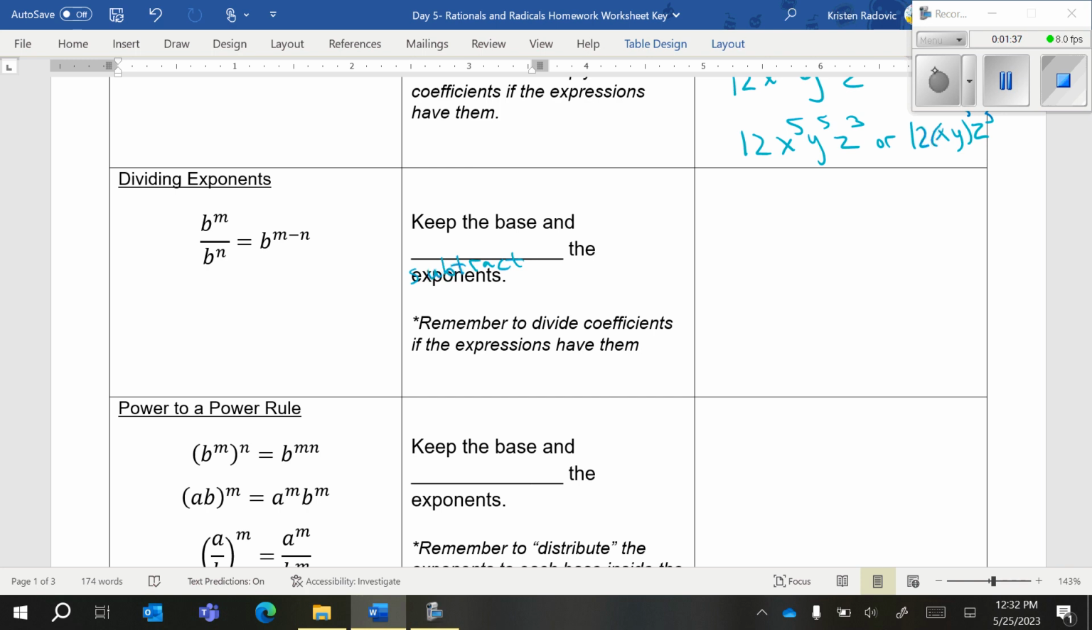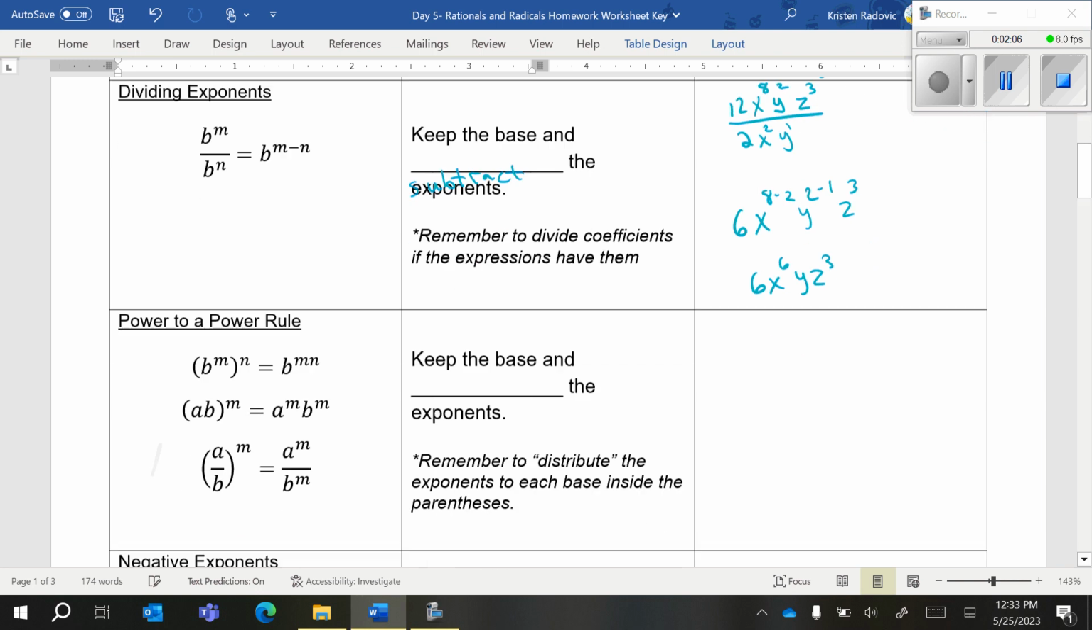Just remember to do the numerator minus the denominator. So in this case, you're going to do 12 divided by 2, divide the coefficients normally, and then you're going to subtract top minus bottom. So we have 8 minus 2. Remember that this is a 1 here if you don't see it, so it's going to be 2 minus 1. And the z, you don't see any other z's, so you're just going to leave it as is. This is 6x to the 6th, y to the 1st, z to the 3rd.